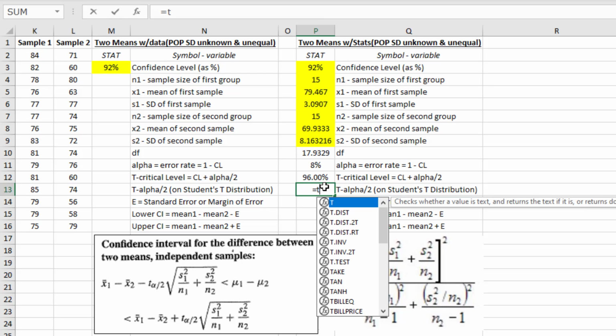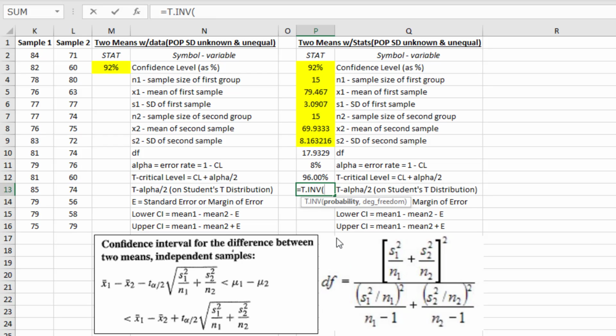It equals the T inverse function. This is our probability, comma, our degrees of freedom is that terribly complex thing that we just copied and put up there. Then our standard error. We're basically recreating this portion of this display, right? That's our margin of error, or our standard error.